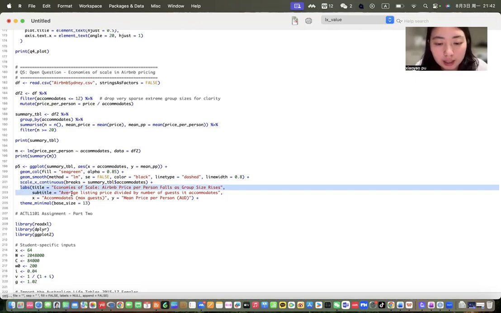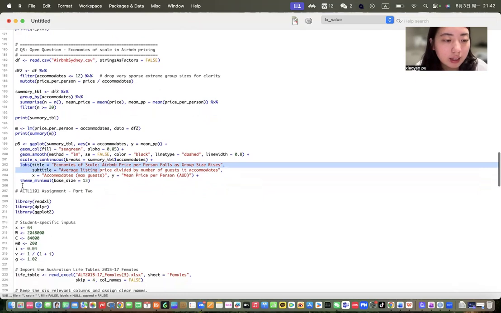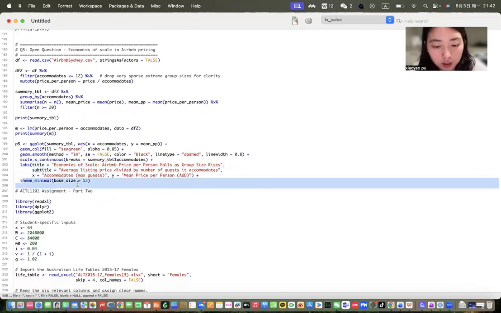Finally, the labs and theme_minimal add my title. And lastly, I save and export the plot as a PNG file.